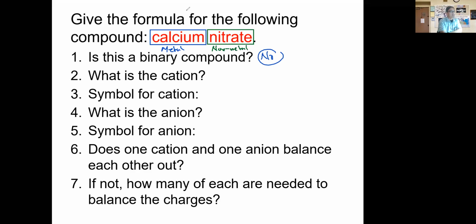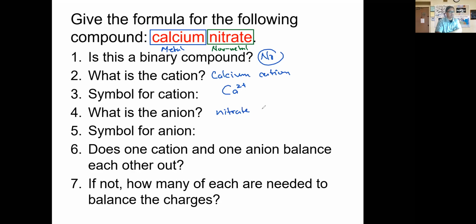Okay. All right. So with that said, the cation then is going to be your calcium cation. The symbol for calcium is a 2A metal, so it's going to be Ca2+. Okay, which means then that the anion is going to be the nitrate anion. And the symbol for nitrate again is going to be NO3-. And I'm going to do the same thing again. I'm going to pretend that nitrate is a single entity, a single unit that we will call just arbitrarily X-.